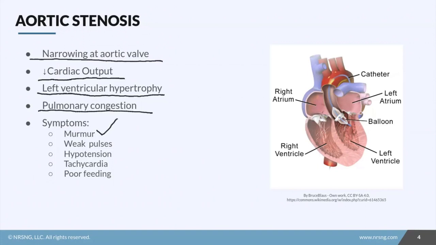But other symptoms they're going to have is they're going to show signs of having poor cardiac output. So they're going to have things like weak pulses, hypotension, tachycardia as the heart's trying to work and compensate. And then kids are also going to have difficulty feeding, which can lead to weight loss and failure to thrive.